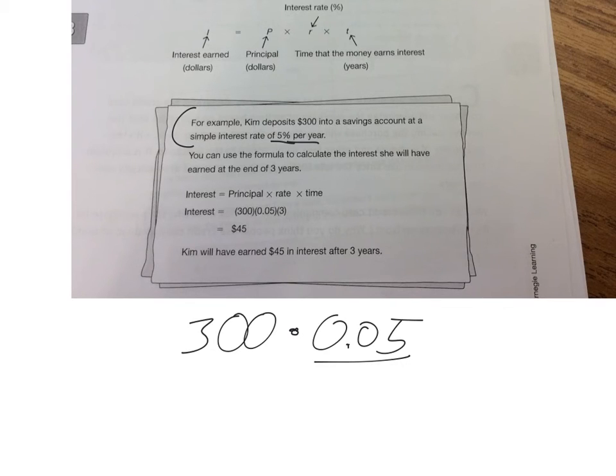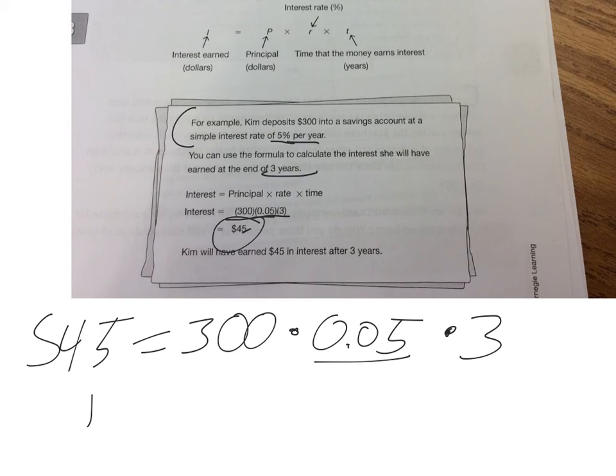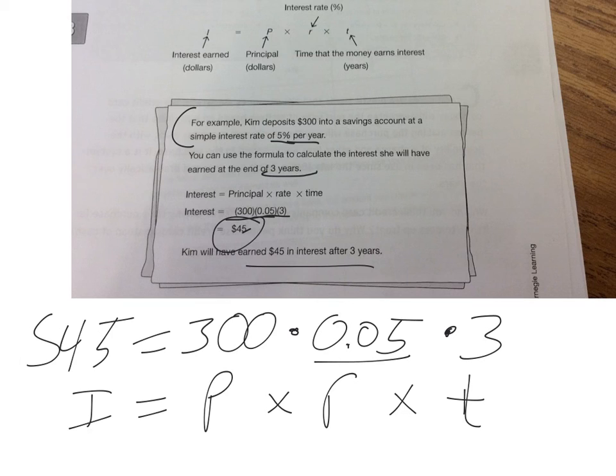You can use the formula to calculate the interest she'll have earned at the end of 3 years. So you're looking at 3 years, that's your time, so times 3, and that's in years. So 300 times 0.05 times 3 equals 45. So your interest is going to be $45. Again, you have I equals P times R times T, and Kim will have earned $45 in interest after 3 years.